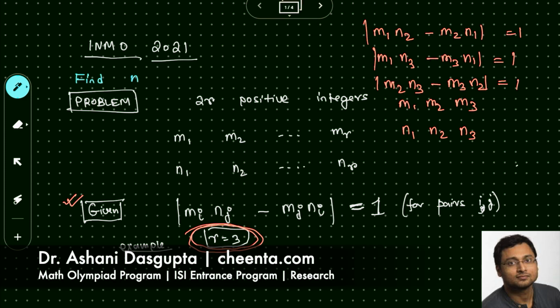We want to find out the largest possible value of r. Find the maximum possible value of r. That's the goal. And if you want to try this problem, I suggest that you pause the video now and use the following hints to try the problem.